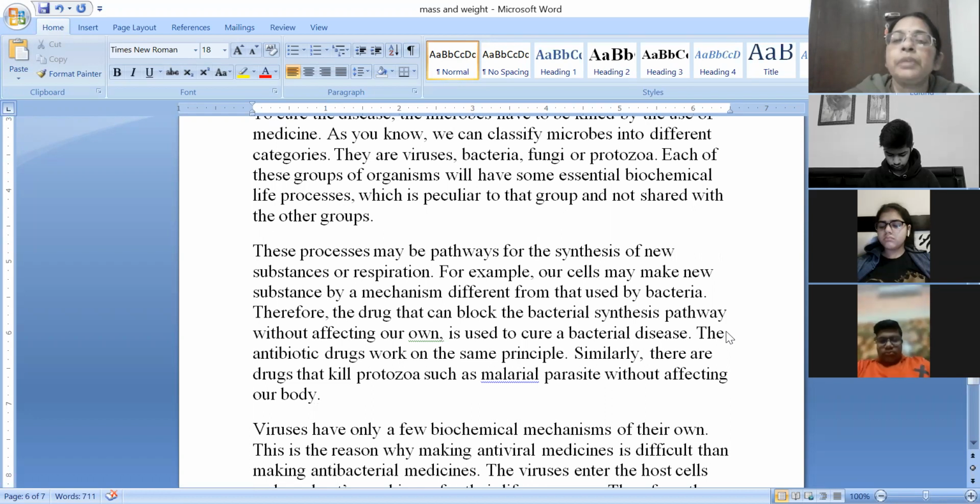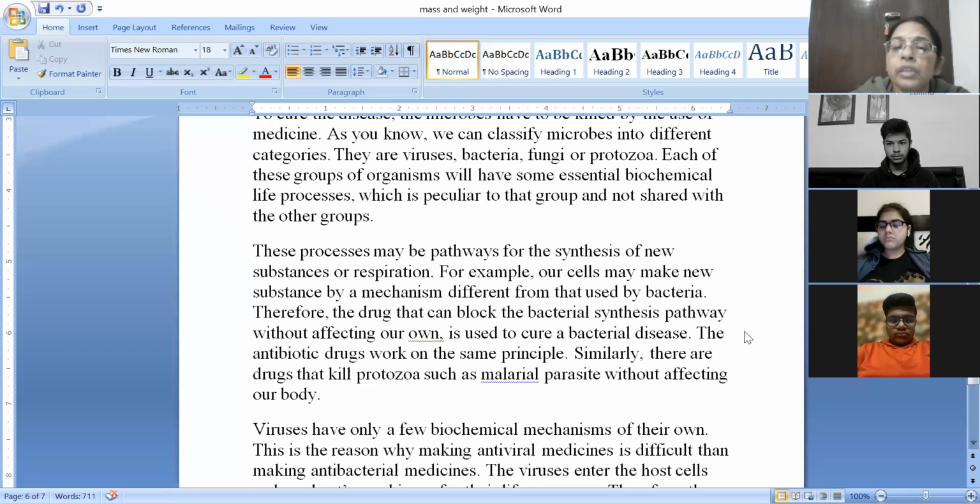These processes may be the pathways for the synthesis of new substances. For example, our cells make new substances by a mechanism that is different from that used by bacteria. Therefore, a drug that can block the bacterial synthesis pathway without affecting our own is used to cure a bacterial disease. Antibiotic drugs work on the same principle. Similarly, there are drugs that kill protozoa such as the malarial parasite without affecting our body.